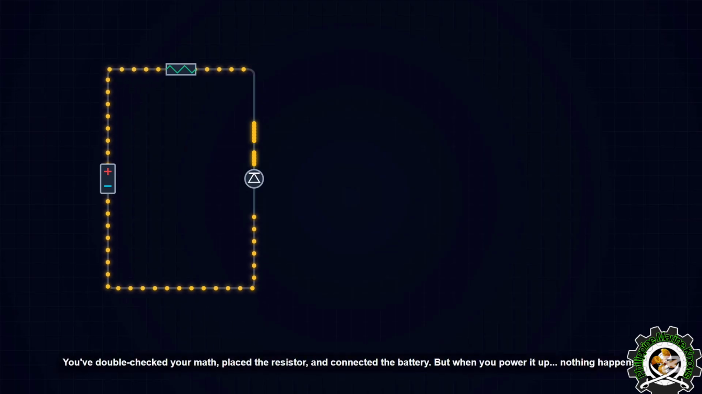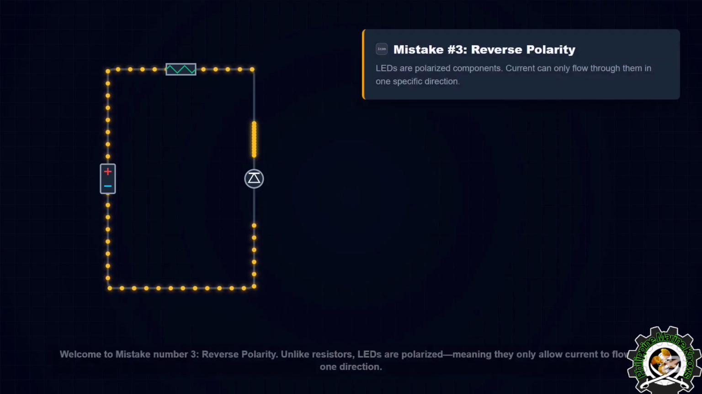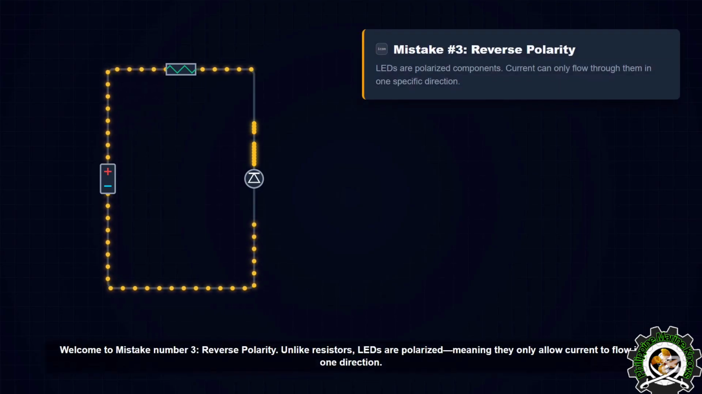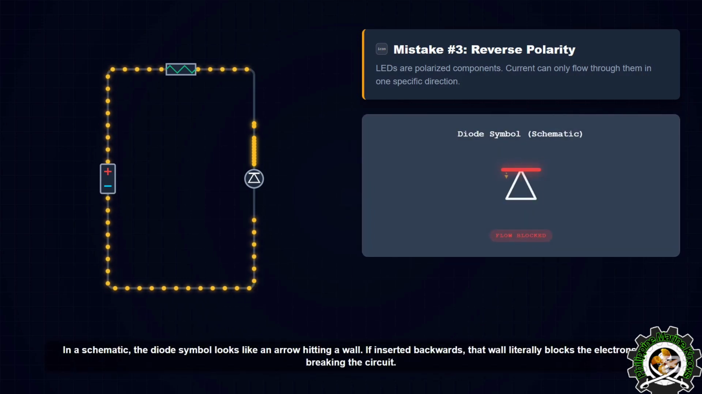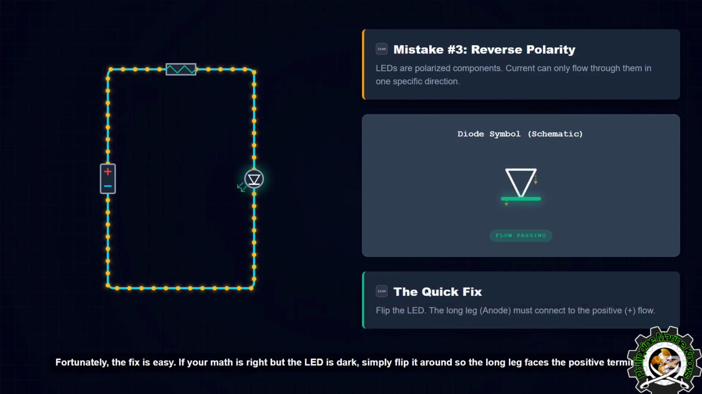You've double-checked your math, placed the resistor, and connected the battery, but when you power it up, nothing happens. Welcome to mistake number 3, reverse polarity. Unlike resistors, LEDs are polarized, meaning they only allow current to flow in one direction. In a schematic, the diode symbol looks like an arrow hitting a wall. If inserted backwards, that wall literally blocks the electrons, breaking the circuit. Fortunately, the fix is easy. If your math is right but the LED is dark, simply flip it around so the long leg faces the positive terminal.